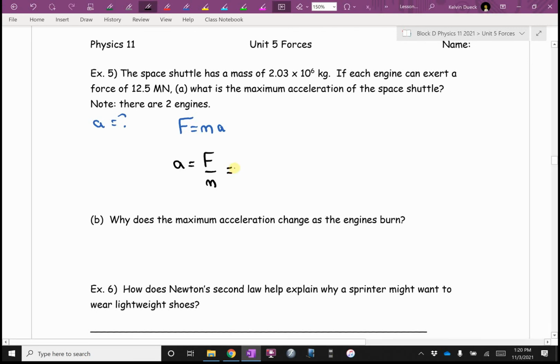Well, first of all, how many engines? 2. And then 12.5 mega. Can someone on the green sheet, what's mega? 10 to the what? 10 to the 6th? I can just go times 10 to the 6th. I don't need to do the full conversion. Divided by 2.03 times 10 to the 6th.